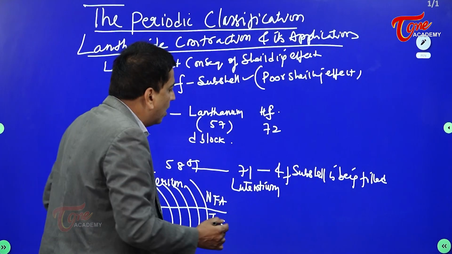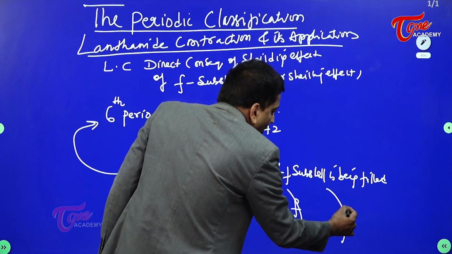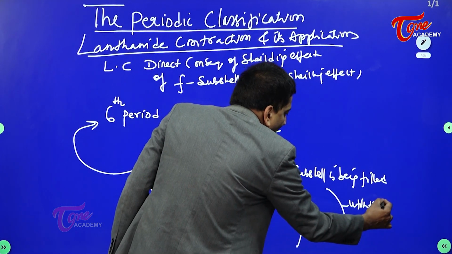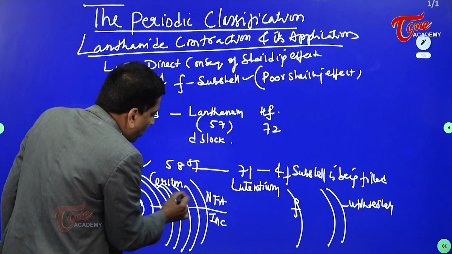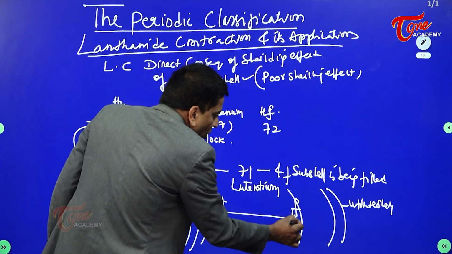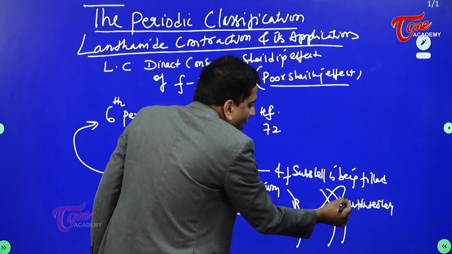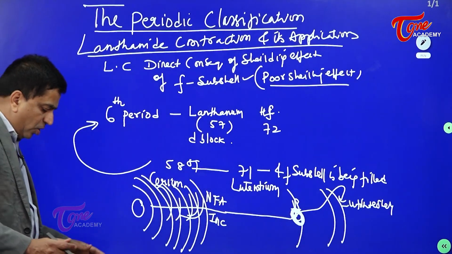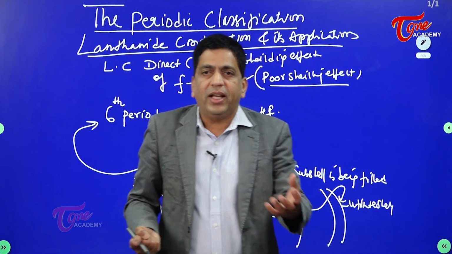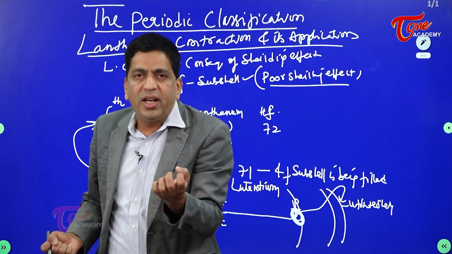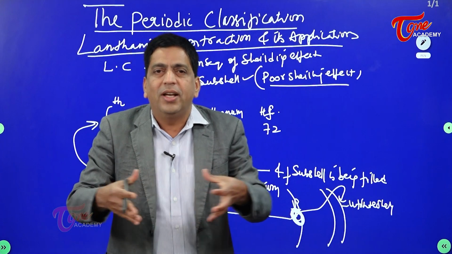But what is happening here, the electrons are added to the F subshell in between. This is the ultimate shell and this is the penultimate shell, and you have here the F subshell. Now the nuclear charge is increasing and this fellow is unable to shield it because of poor shielding effect, and the attraction penetrates through this and falls on the ultimate shell. So whenever I take one stride, the outermost shell is pulled inwards. If I take one more stride, the outermost shell is pulled inwards, resulting in a contraction.